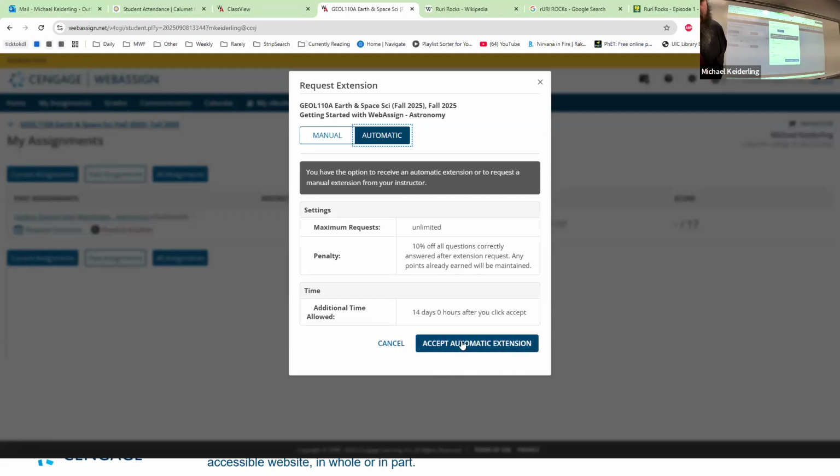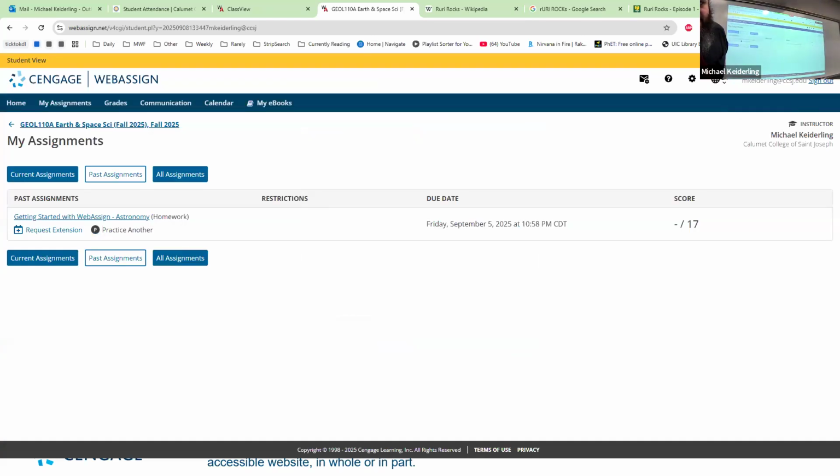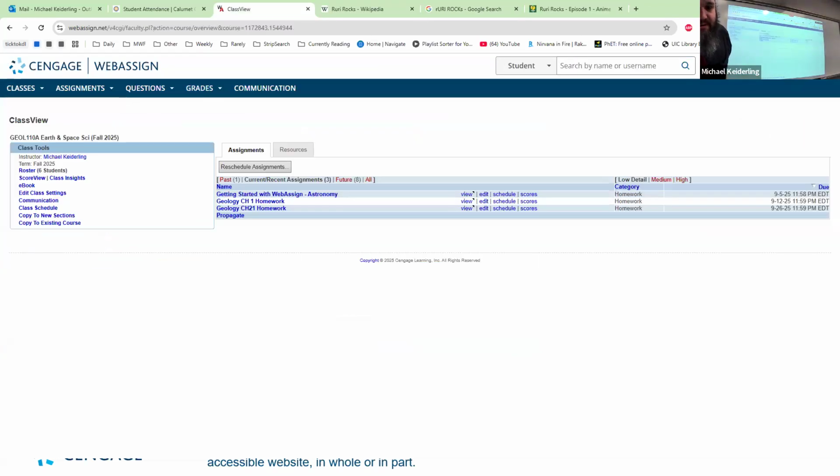You get 2 more weeks with a 10% penalty on all questions answered after the extension request that you hadn't done already. So there is the extension. And I'll close the student view and go back to the slides.